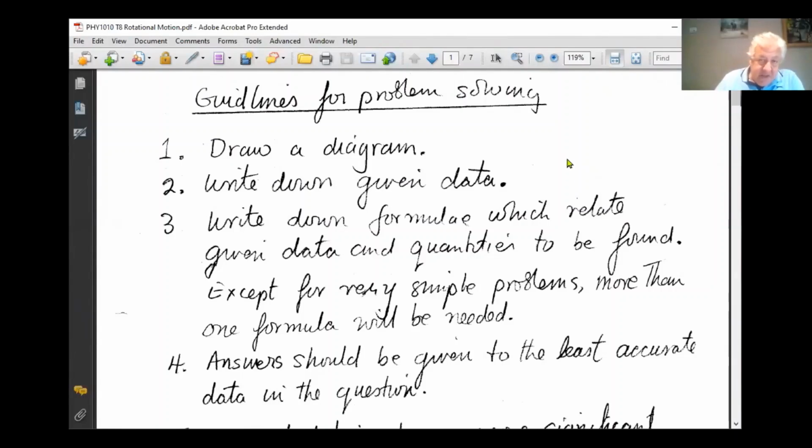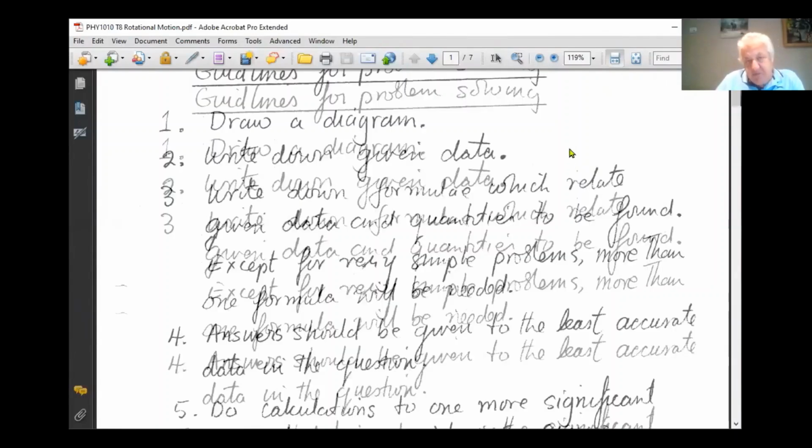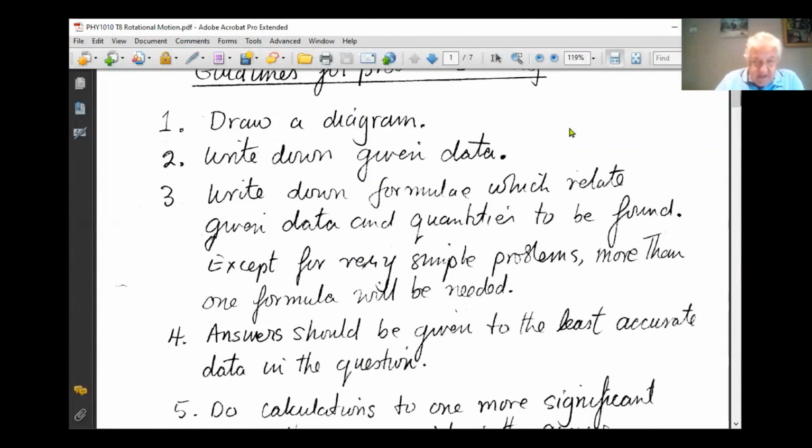But let me just remind people how to approach solving problems. It's very important to start by drawing a diagram, even a very simple one. Some problems will need a complicated diagram. Other problems will need a simple diagram. But the thing about doing a diagram, it helps you to understand the question. So it's very important that you draw a diagram.